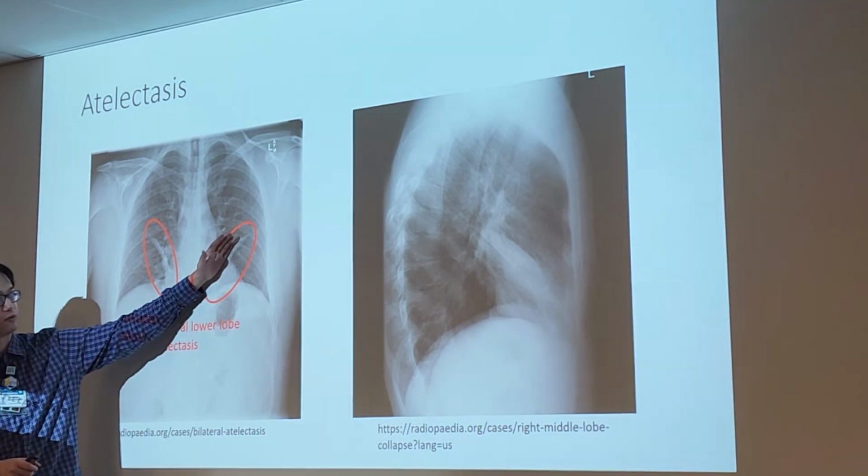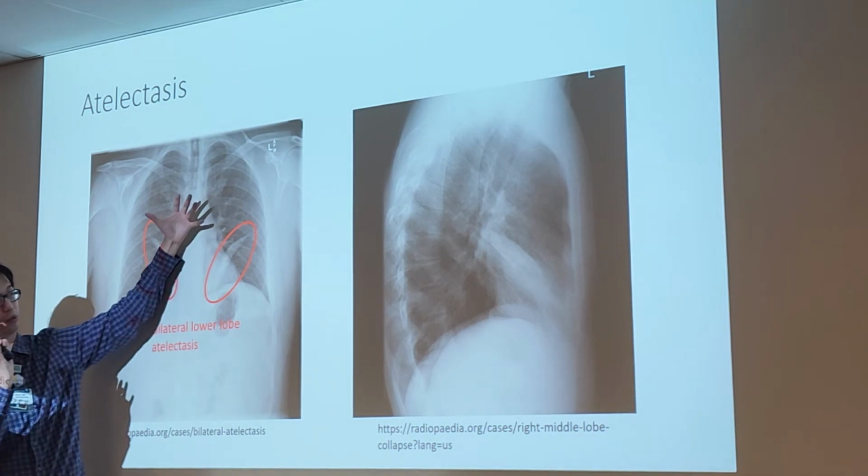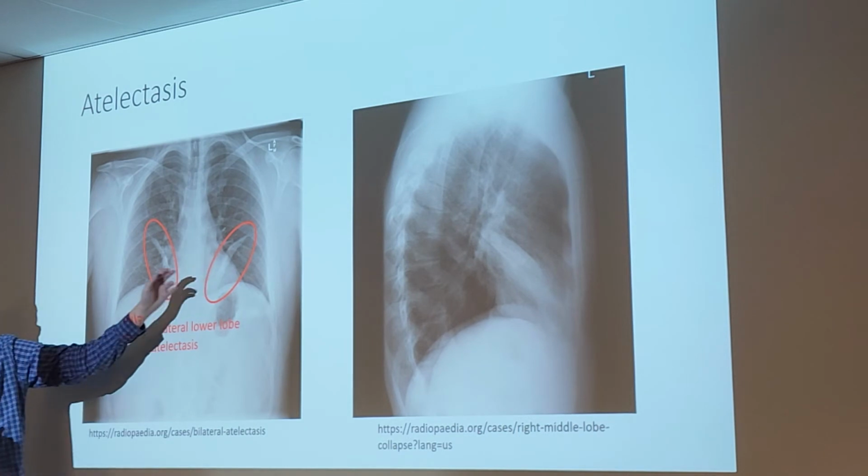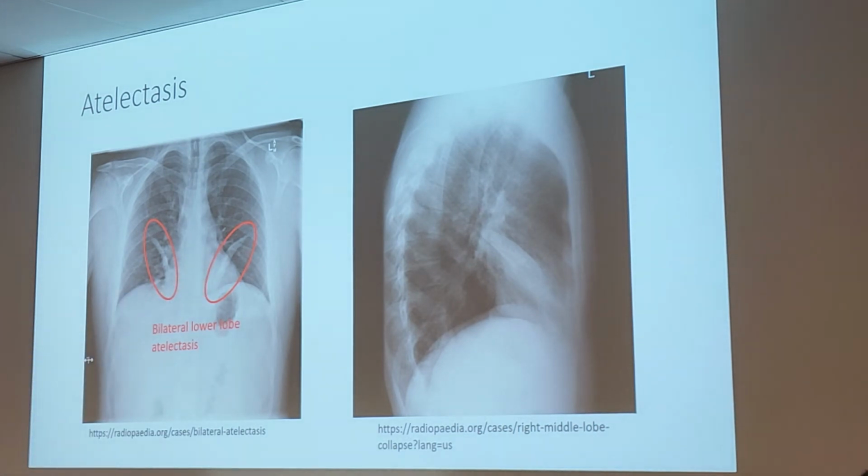Your lobe is slightly smaller now, so now you've got this area of density where normally you would expect air. So that's like a partial collapse. Correct, partial collapse of one of those lobes, the lower lobes.